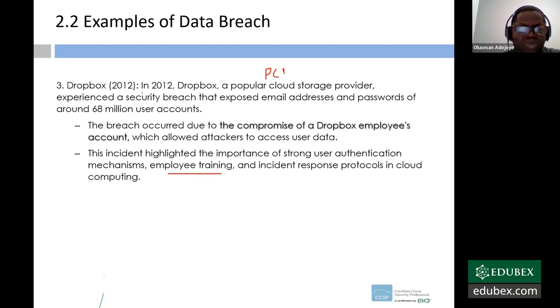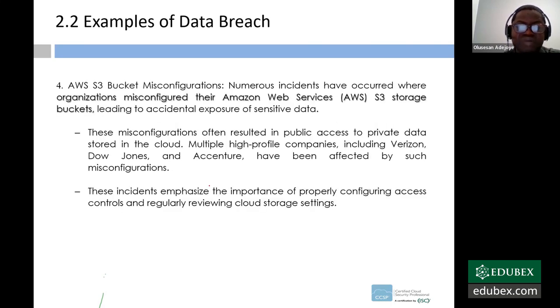So now, based on what I was saying for Dropbox, we need to spend more. Allocation should be given to training, especially security awareness training and education. This is very necessary to avert most of these social engineering attacks. And like I was saying, the banks are very good at that.